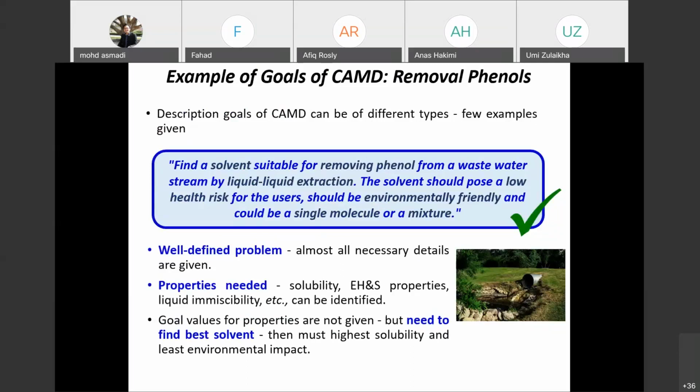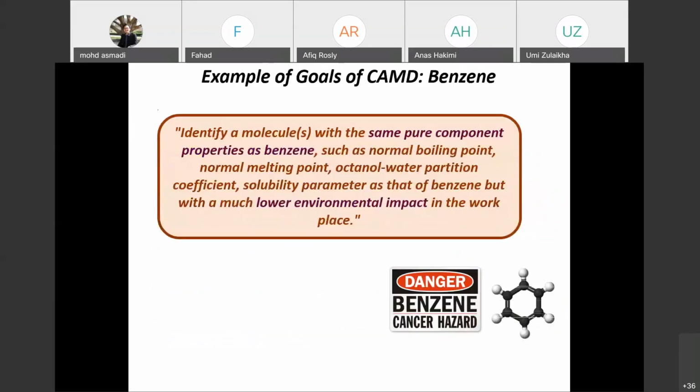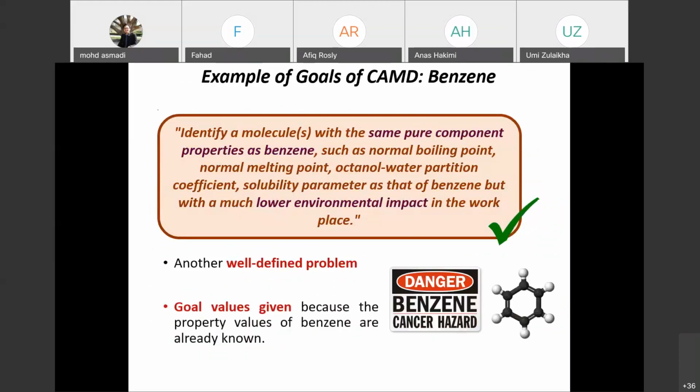So let's see another example, which is for benzene. This one is also a quite well-defined problem. Look here, the goal values are given, and the property values of benzene are already known. We want to identify a molecule with the same pure component properties as benzene.